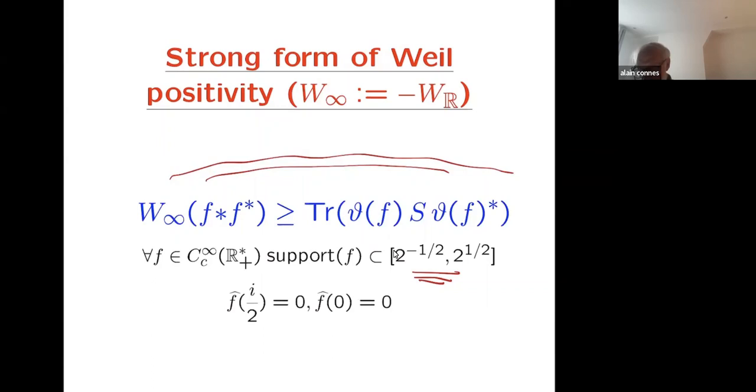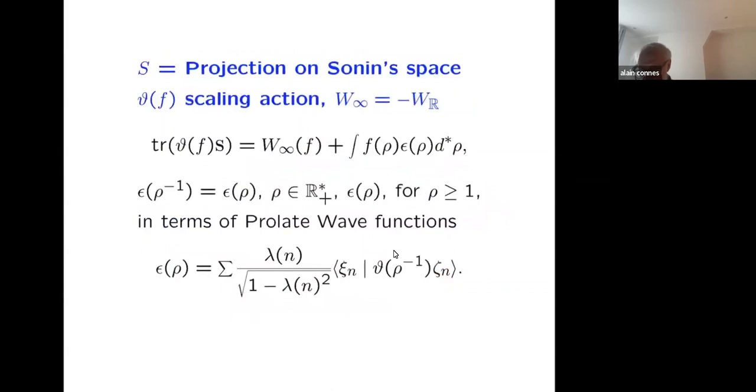The calculation was conceptual, but rather difficult, and this is a place where the Prolate spheroidal wave functions entered in an absolutely crucial manner. Namely, what we proved is in fact an equality between this compression of the scaling action on the Sonin space and the Weil functional, but there is a difference between the two. This difference is very small. It's a compact operator, an operator which one can control very, very well. And this operator is expressible in terms of the Prolate wave functions.